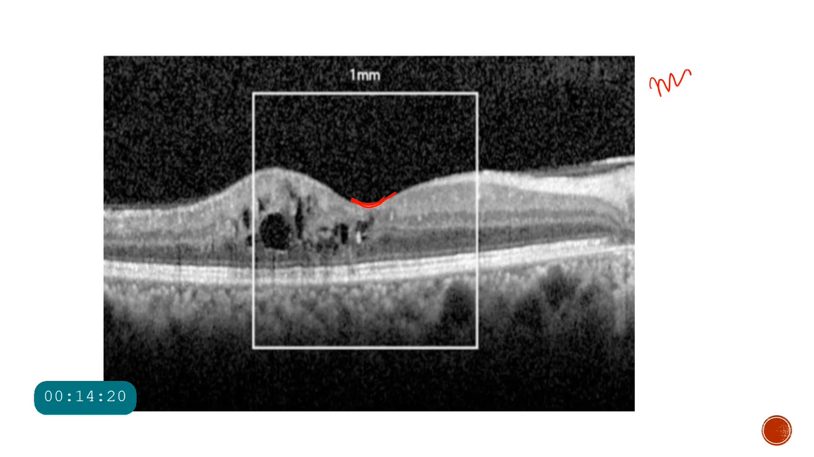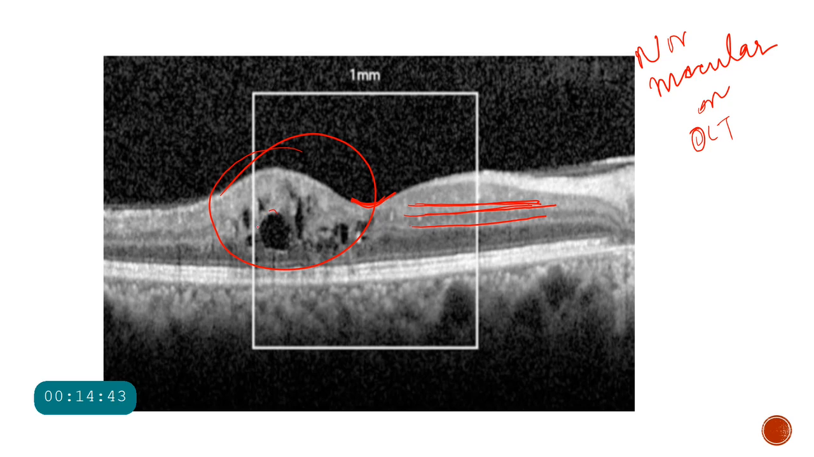Now in my video on the normal macular anatomy on OCT, I told you how you can differentiate the different layers of the retina on OCT. So now in this picture, you can see these different layers. On the right side of the image, you can actually see the layers of the retina. But if you compare it to this side of the image, you can see certain cystic spaces.